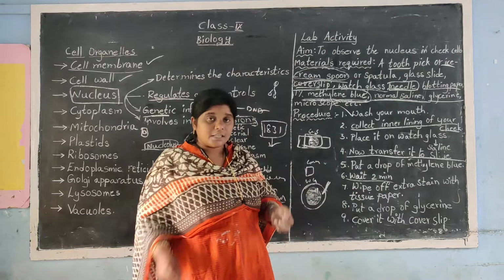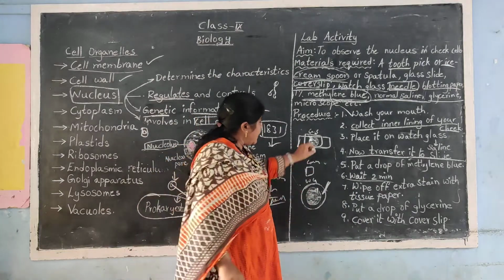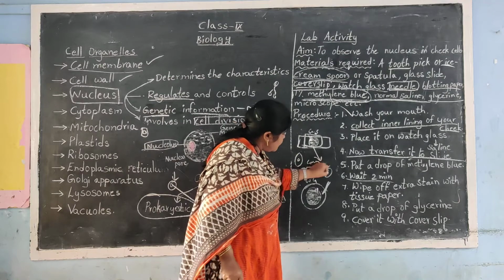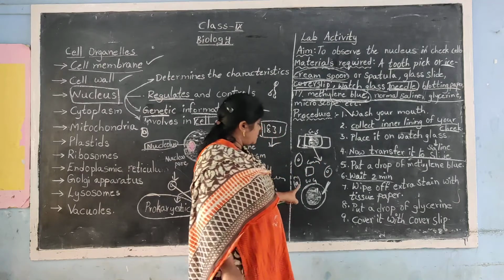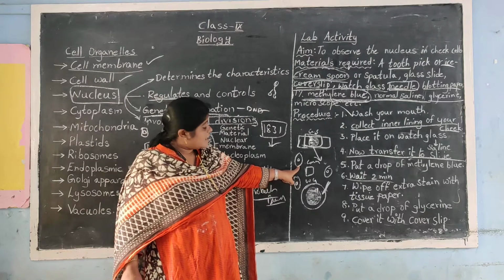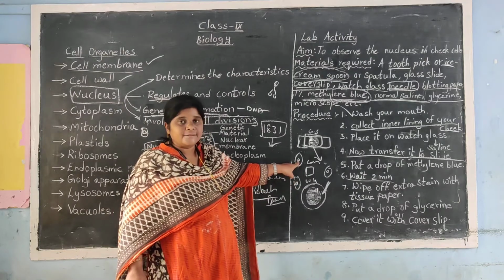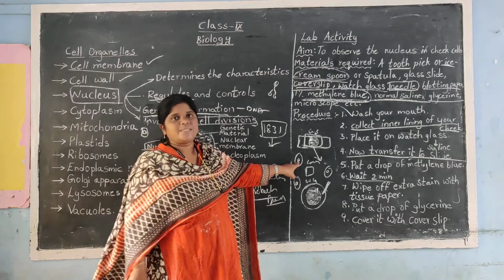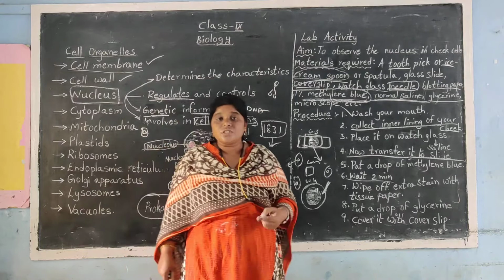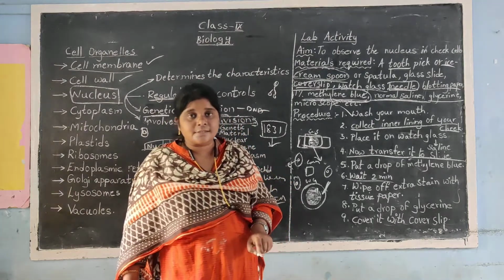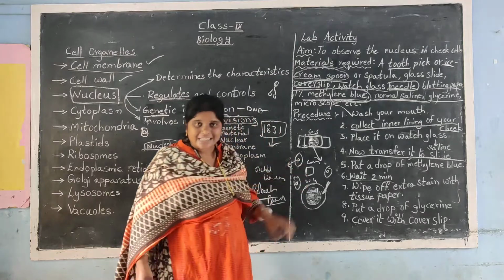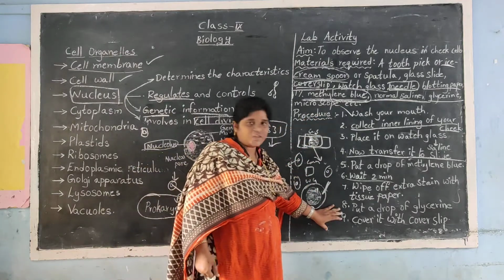After observing it under the microscope, you can see cells with a dark staining body. In the middle, one dark staining body is present. This is called the nucleus. So by this we can understand that. This is the procedure you have to follow.